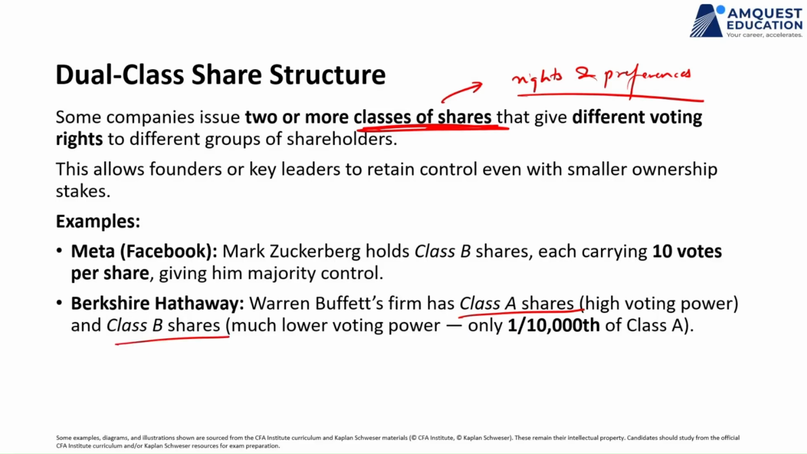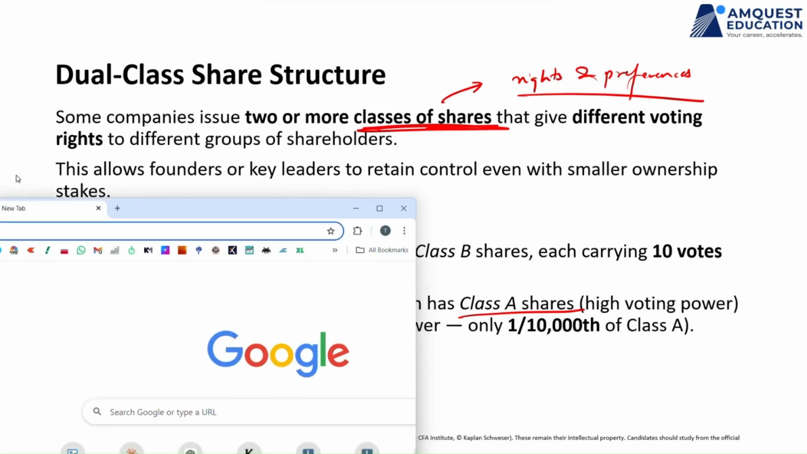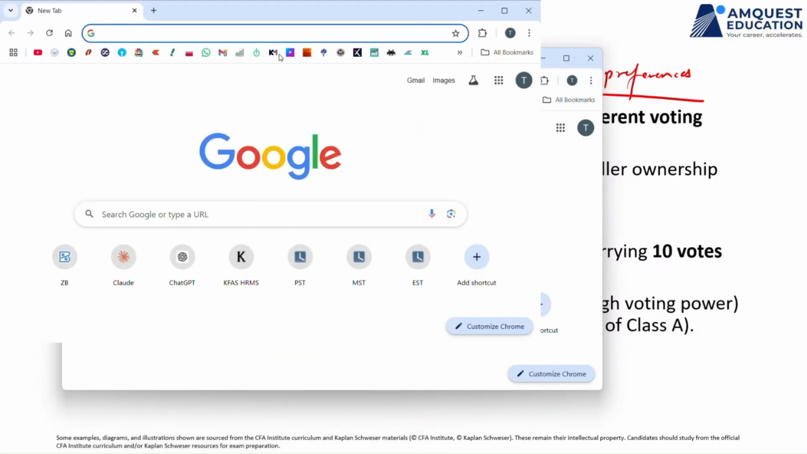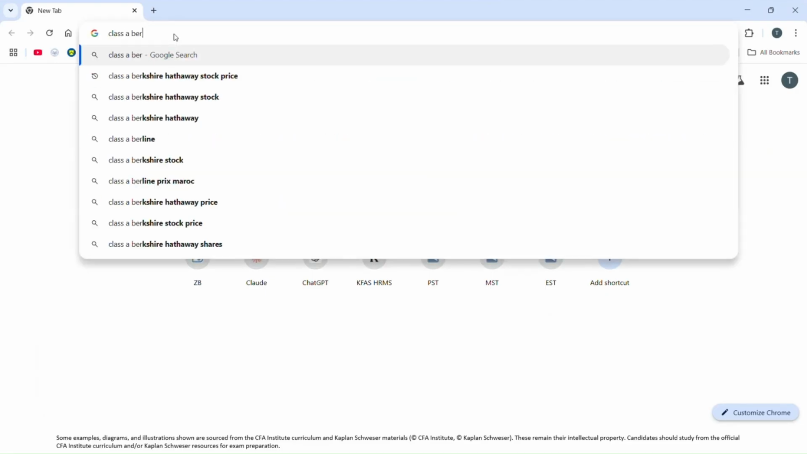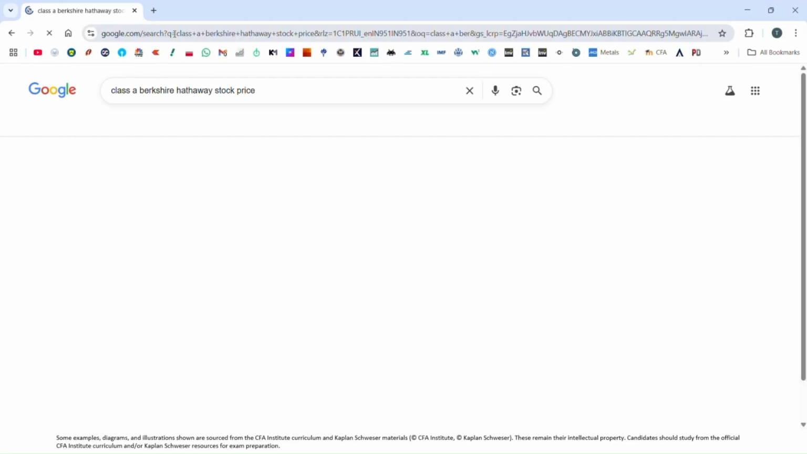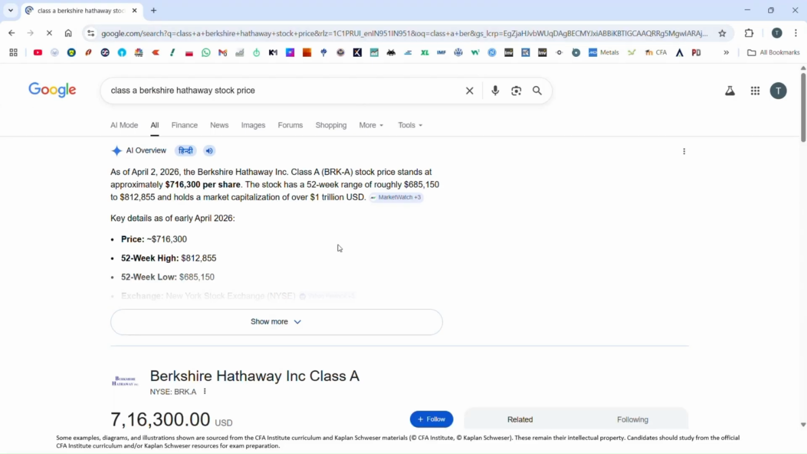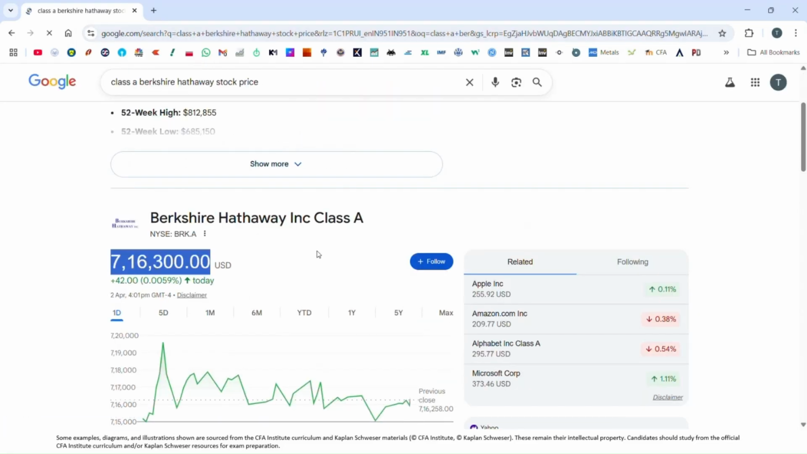The Class A share, for example, for Warren Buffett's Berkshire Hathaway trades, and in Indian currency, I'm aware about it, but let me just quickly showcase the price difference to you. So if I say Class A Berkshire Hathaway stock price, the Class A Berkshire Hathaway stock trades at a value of 716,000 US dollars, right? So we are talking about 716,000 US dollars for a Class A share of Berkshire Hathaway.